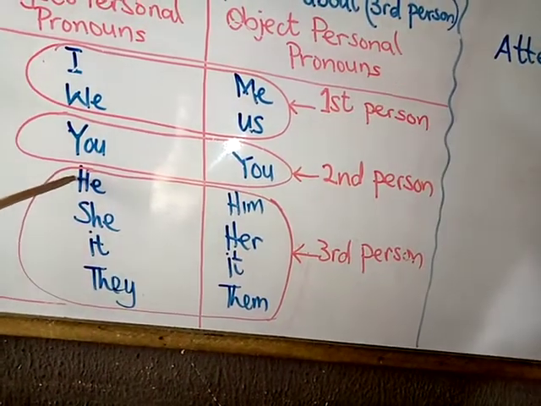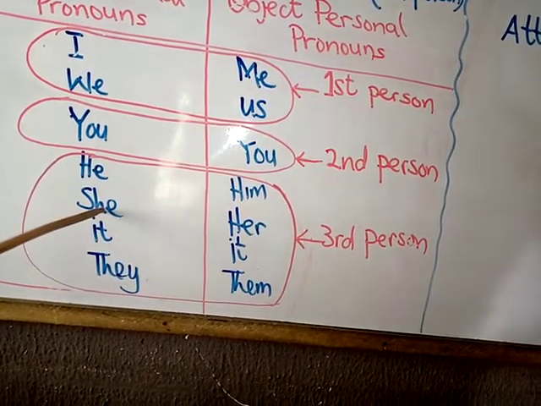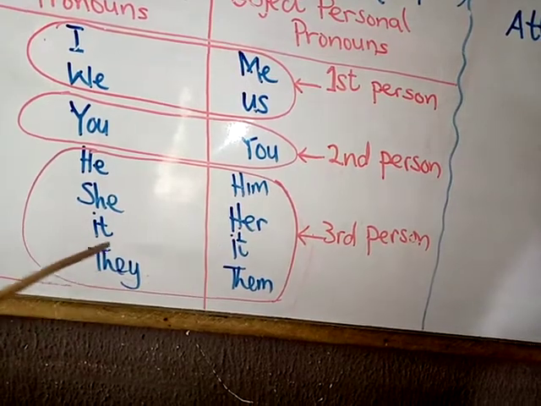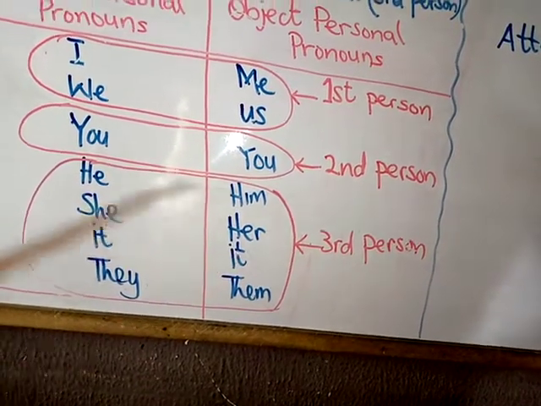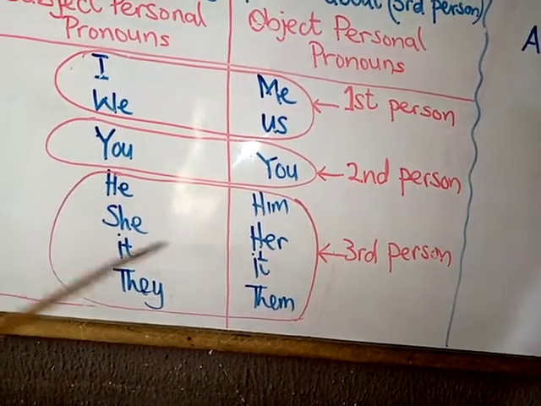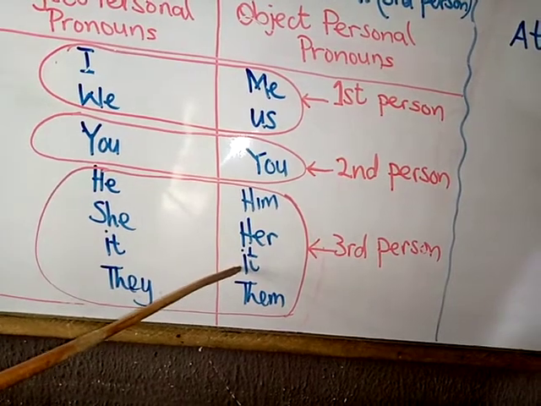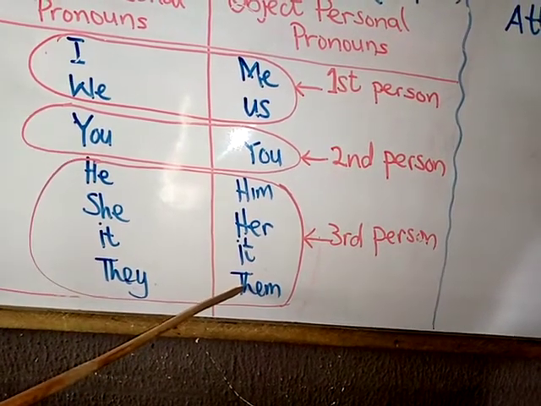He is the subject. The object of he is him. The object for she is her. The object for it is it. Just like you and you, the subject is it, and the object is equally it. They is the subject, them is the object.